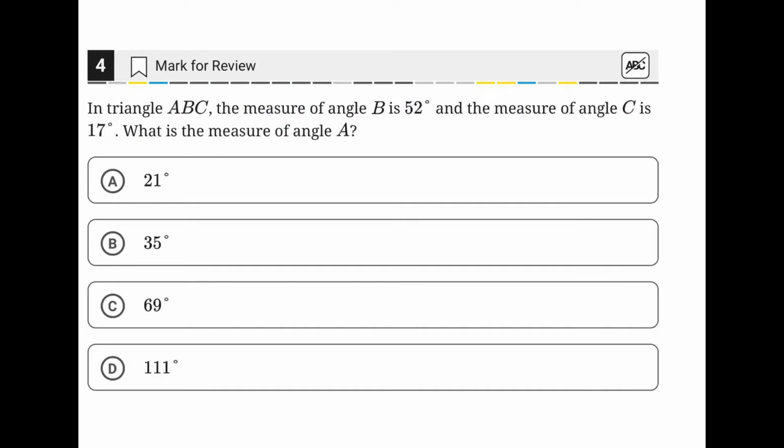The interior sum of any triangle is always 180, so if we know two of those, 52 and 17, we can subtract. We get 111, which is what's left, so that must be the third angle.